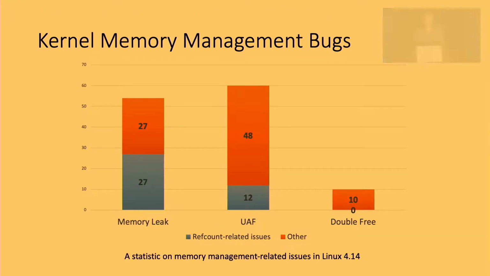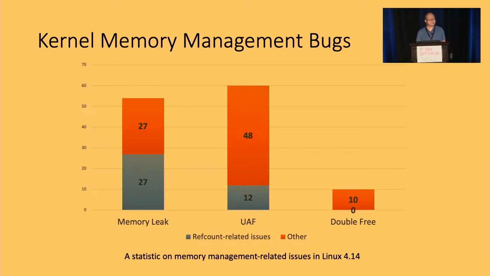Because the kernel is written in C, we don't have garbage collection, and we don't have all these fancy mitigations in C++ like smart pointers. So kernel memory management bugs are still quite common. And a lot of them, as discussed in the first paper you already listened to, have severe consequences like use-after-free and double free.